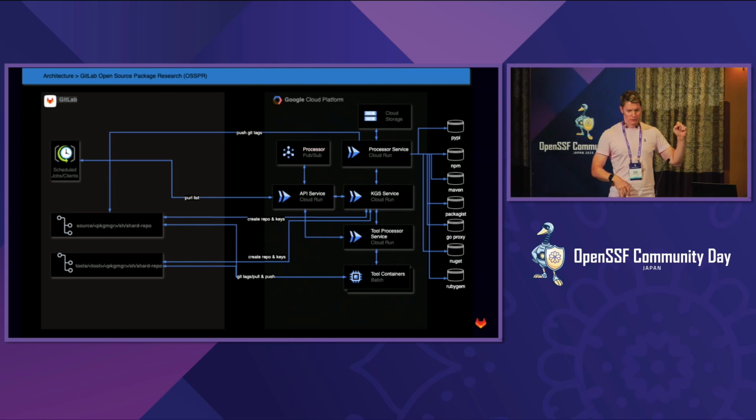And then we have this KGS service that handles the security of creating GitLab projects and personal access tokens to really limit the blast radius, I guess you'd say. So that is for downloading packages.